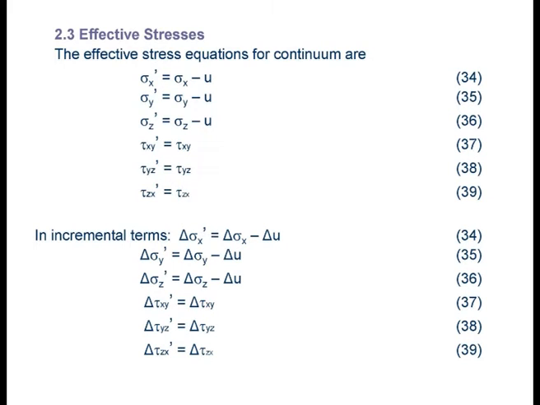Now, the full effective stress equations: you can write an effective stress equation for each of the 6 stress components. For the normal stress components, it is very straightforward. Effective stress is just equal to total stress minus the pore water pressure. So u is the pore water pressure. Sigma x effective equals sigma x total minus pore water pressure. Similarly, sigma y effective equals sigma y minus the pore water pressure.